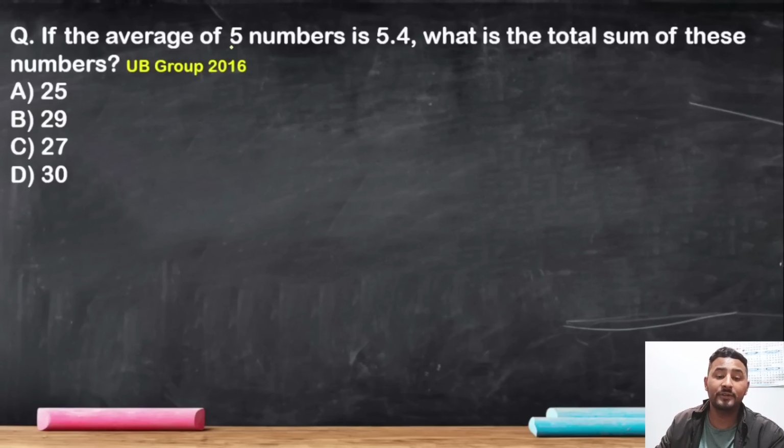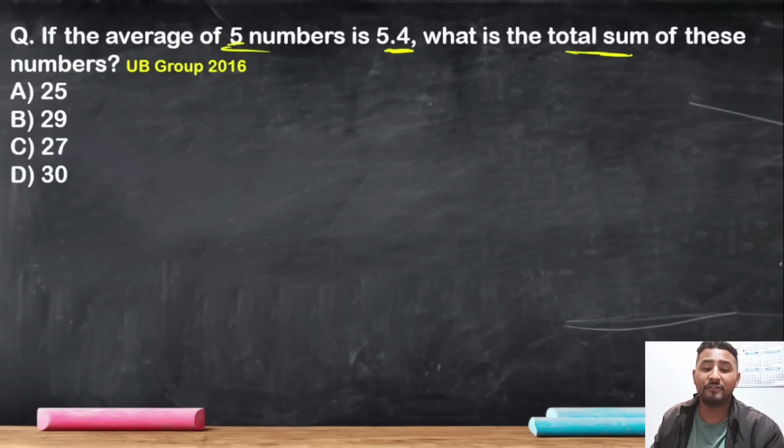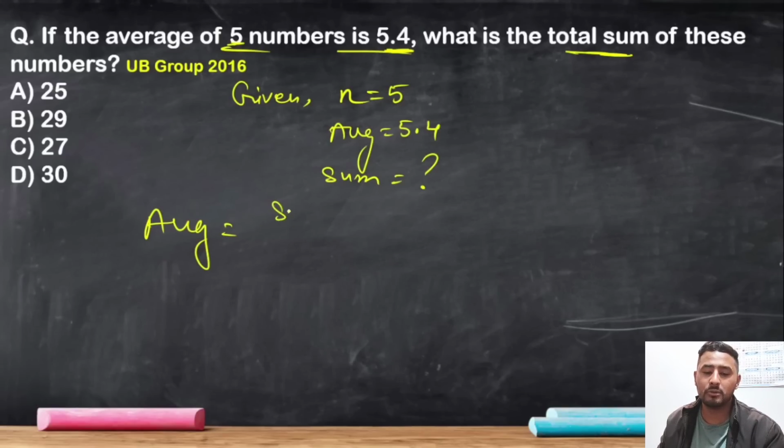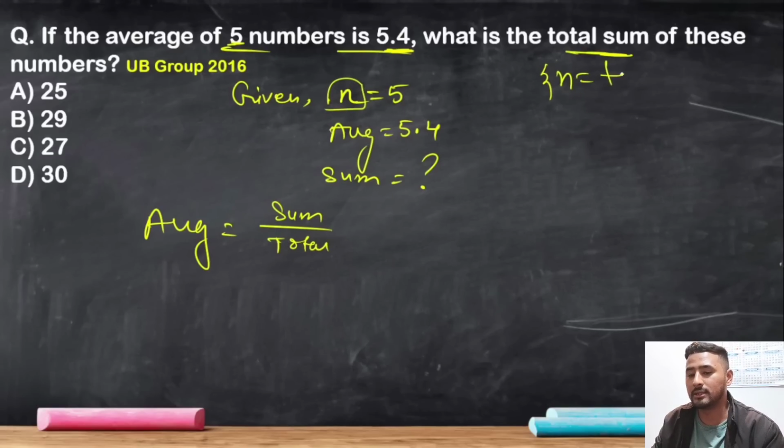Let's see next. If the average of 5 numbers is 5.4, what is the total sum of these numbers? Same thing again. The average of 5 numbers is already given. You don't need to write this in the exam, just do it directly. N is equal to 5. Average is given, 5.4. Sum is not given, you need to find the sum. I've already given the formula: average is equal to sum by total. N is total, the total number of observations.